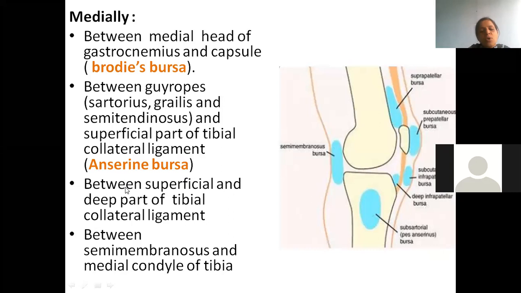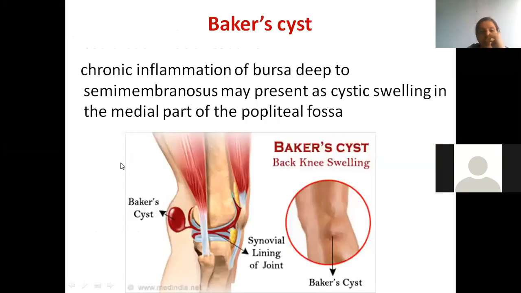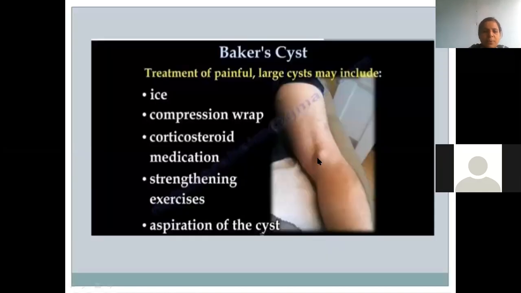Okay. So we also have a bursa between the superficial and deep part of the tibial collateral ligament. Okay, between semimembranosus and the medial condyle of the tibia. Then there is a condition which is called Baker's cyst. That is, at the back of the knee joint, there will be a swelling. Chronic inflammation of the bursa deep to semimembranosus. Okay, deep to semimembranosus, you will see there will be a cystic swelling. I told you this when we were discussing the popliteal fossa also. This is called Baker's cyst. Okay, so on the posterior aspect.